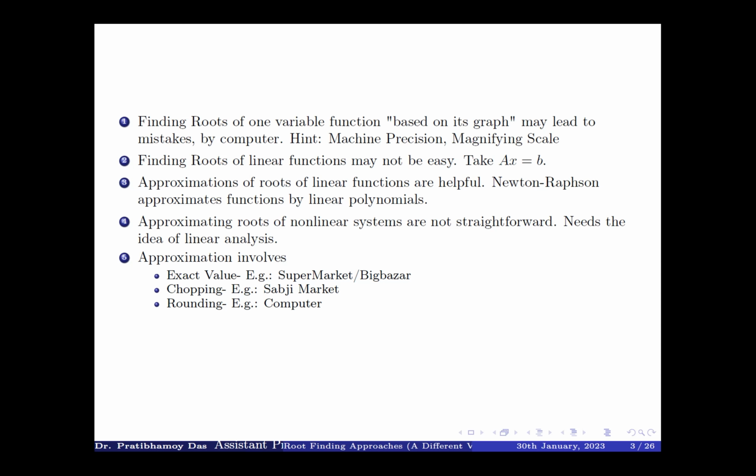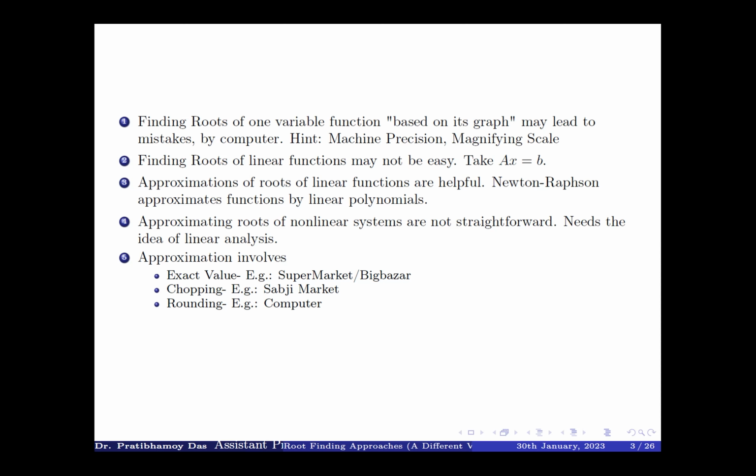Approximation involves exact value. Okay, this is a little interesting because when you want to buy 1 kg of potato, you'll definitely not get exactly 1 kg. You'll get 1 kg 20 grams, something like that. But if you go to a supermarket, they will take the price for 1 kg, not 20 grams. There are a lot of supermarkets where you will not pay for the extra 20 grams, whereas if you go to a Sabji market, they will take the 1 kg price.